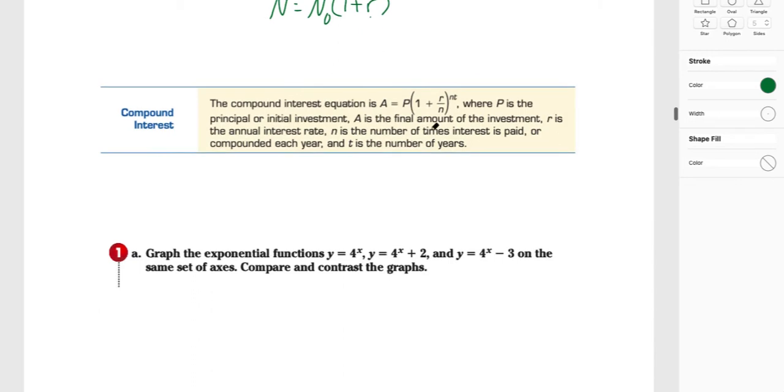Over here, compound interest, this is a great formula. The compound interest equation is this.